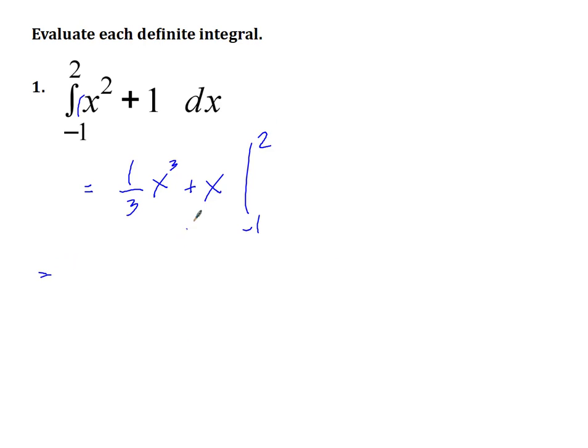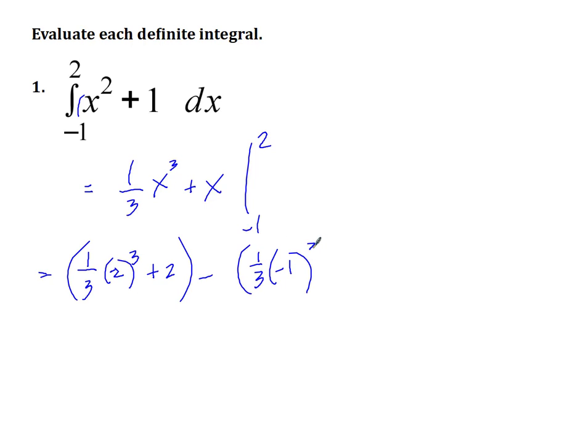First we're going to substitute 2 in for x into our antiderivative: x cubed over 3 plus 2, that's our first one. Minus, then we substitute in -1 for x: x cubed over 3 plus -1. Be careful with your negatives on all this, because it will bite you if you don't get it correct. So this is going to be 1/3 times 2 cubed, which is 8, plus 2, minus 1/3 times -1 cubed. -1 cubed is -1, so -1 times 1/3.